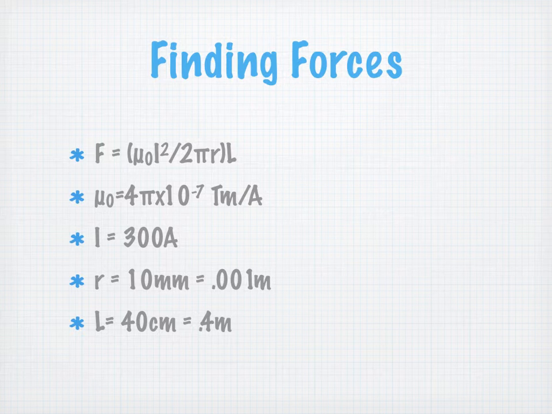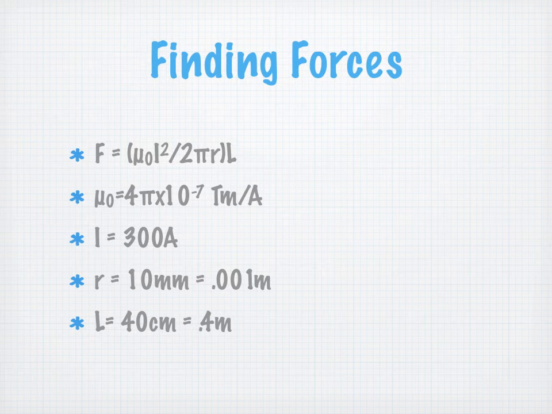When we use mu naught, we have to make sure that our currents are converted to amperes and our distances are converted to meters. Often with these circuit problems, though, remember that you're going to be dealing with very small distances, so don't get tripped up by that. The current was already in the correct format, 300 amperes, and r is 10 millimeters, we convert, and 40 centimeters, again, we convert to meters.